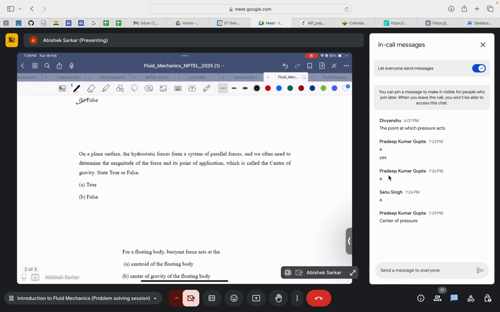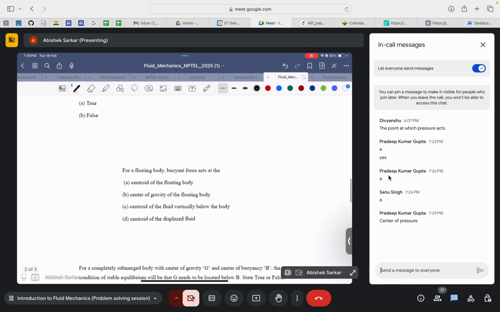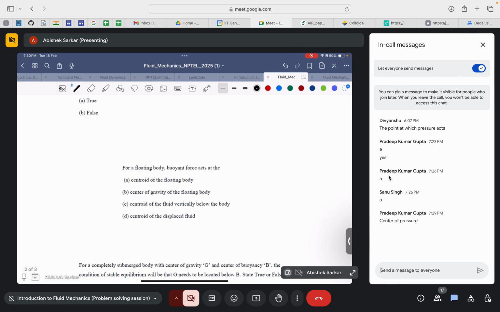Okay, this is repetition of the question, so let us not consider this one. For a floating body, the buoyant force acts at the A, centroid of the floating body, B, center of gravity of the floating body, C, centroid of the fluid vertically below the body, or D, centroid of the displaced fluid. So which is the correct option? A, B, C and D. D. Okay, so this is correct.